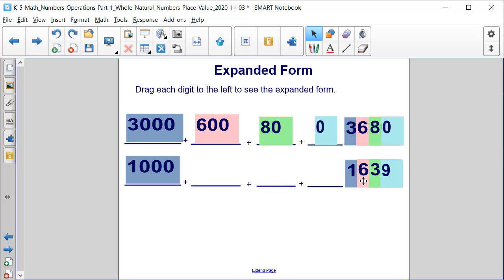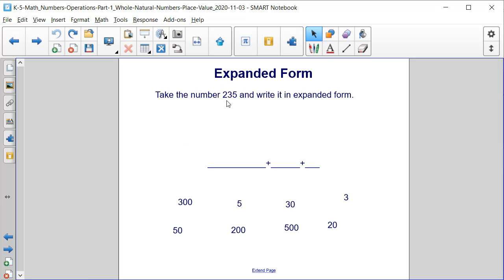The 6 is in the hundreds place, so it represents 600. The 3 is in the tens place, so it represents the number 30. And the number 9 is in the ones place, so it represents the number 9. And if we add up 1,000 plus 600 plus 30 plus 9, we do get the number 1,639.